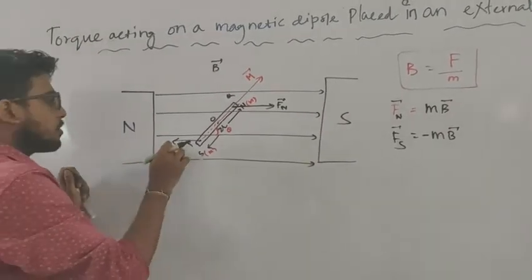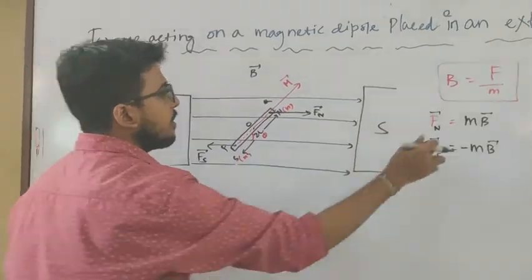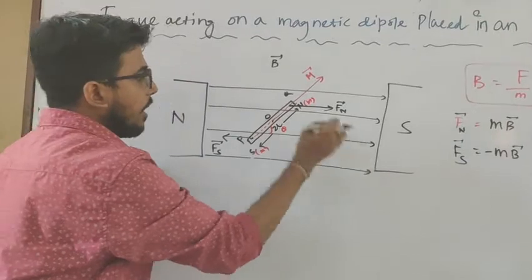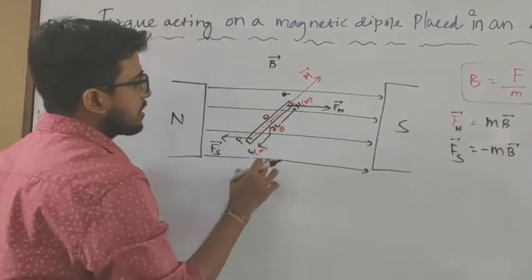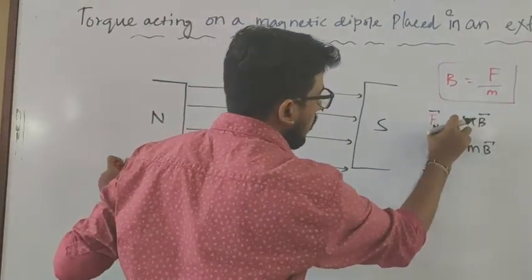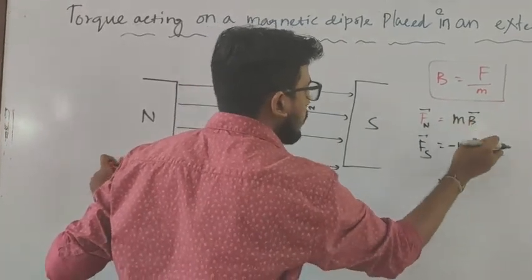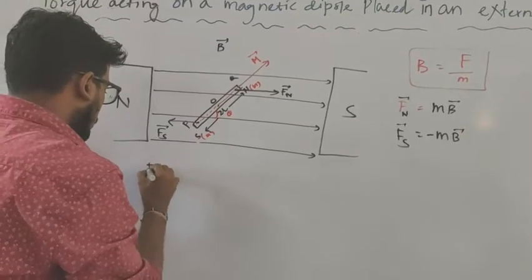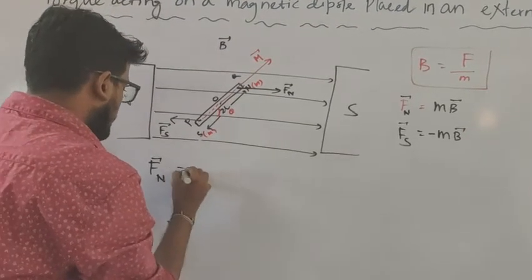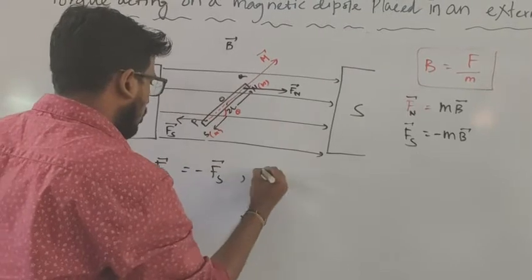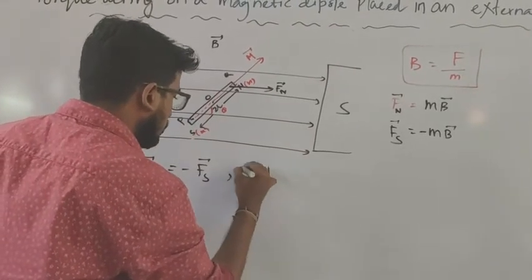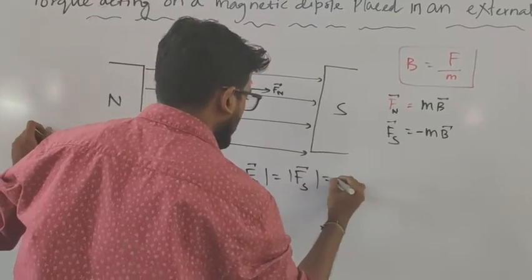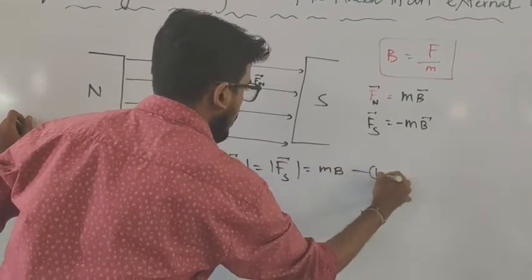Clear? And the forces on the south pole and north pole have equal magnitude, as the magnetic field is uniform and the pole strengths of both poles are the same. So the forces acting on the north pole and on the south pole are opposite in direction but equal in magnitude. So we can write the force on the north pole is equal to the negative of the force on the south pole, or the magnitude of the force on the north pole is equal to the magnitude of the force on the south pole, which is equal to M into B.